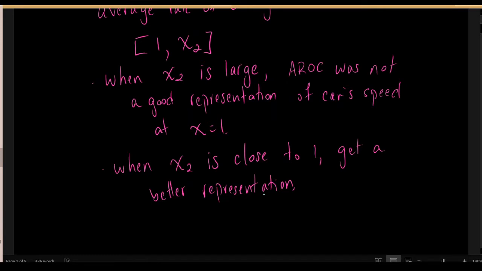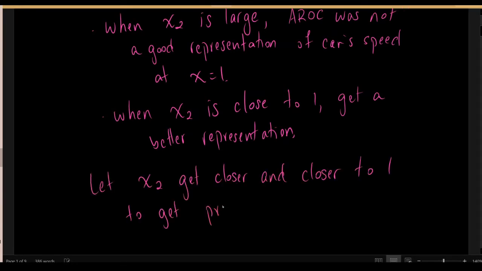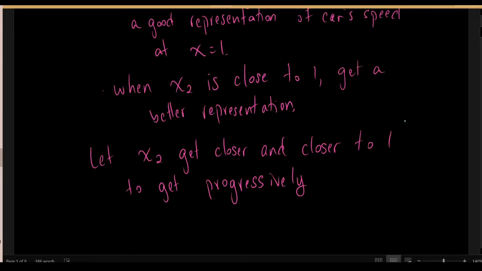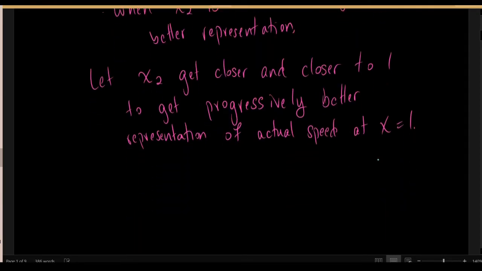And yesterday I said that one of the ideas of calculus was to take that interval 1 to x2, some later time period, and make that time interval smaller and smaller and smaller, and to let x2 get closer and closer and closer to 1. In this way, we get a progressively better representation of what the car's actual speed was at the time 1. But notice that we cannot let x2 actually equal 1.